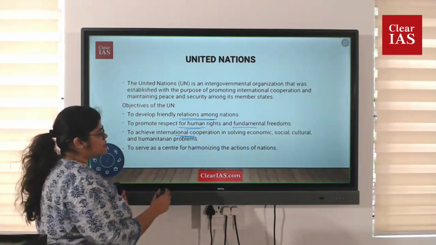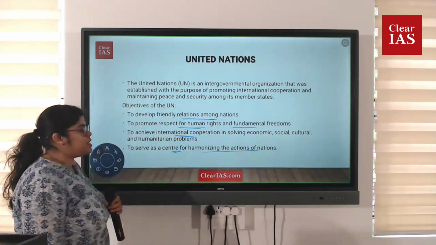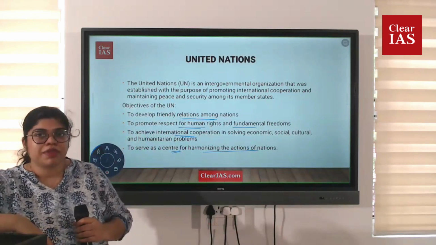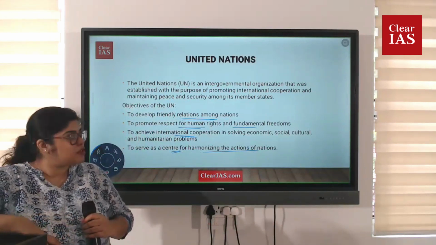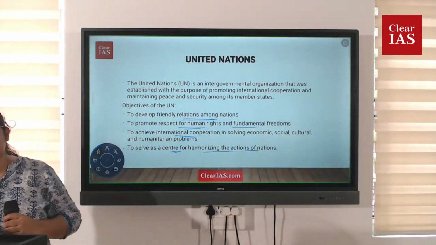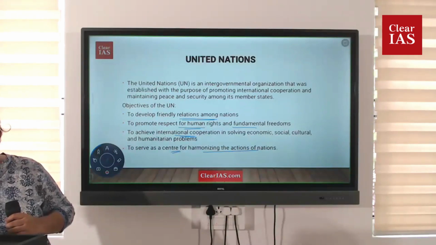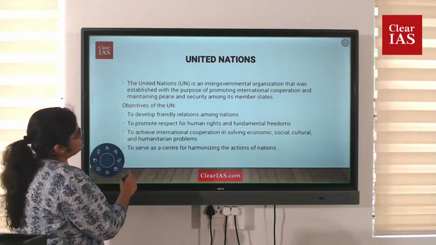It also serves as a center for harmonizing actions for nations. That means if countries want to come together and do something, where will they come? They have to have some base, right? So that base is the United Nations. So the United Nations is an intergovernmental organization, and this intergovernmental organization stands for international cooperation and world peace.